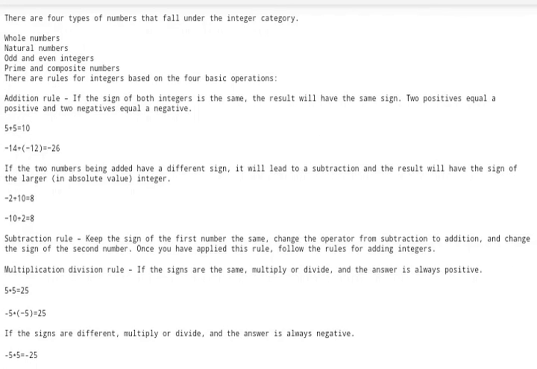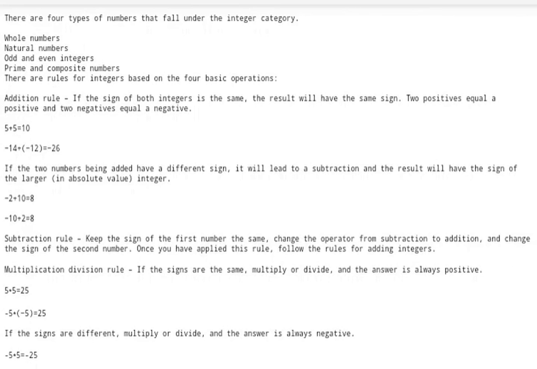Subtraction rule: keep the sign of the first number the same, change the operator from subtraction to addition, and change the sign of the second number. Once you apply this rule, follow the rules for adding integers.